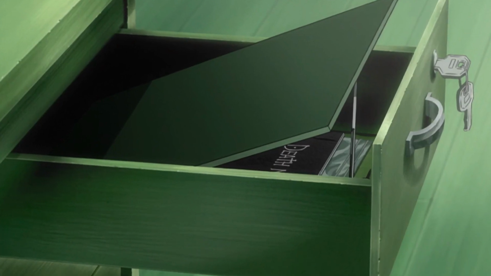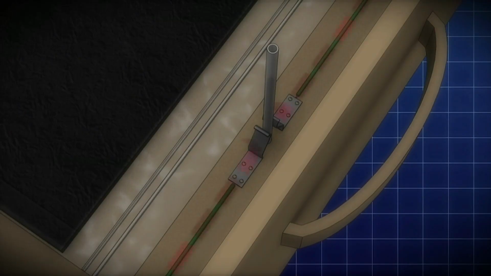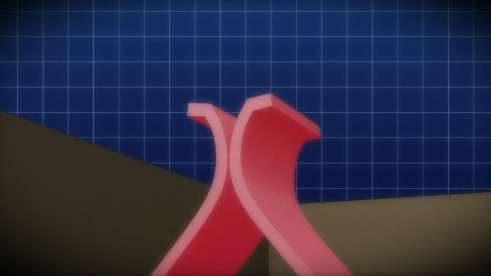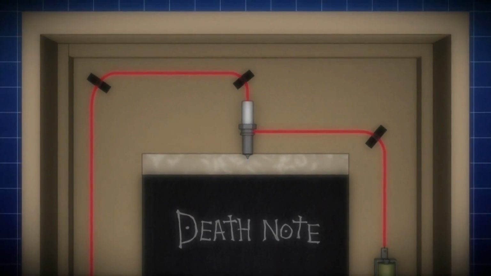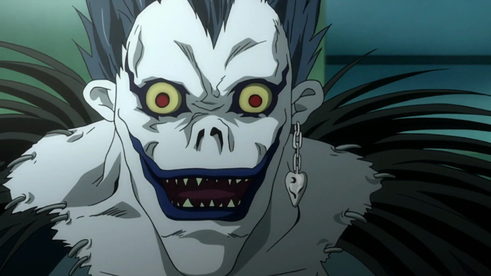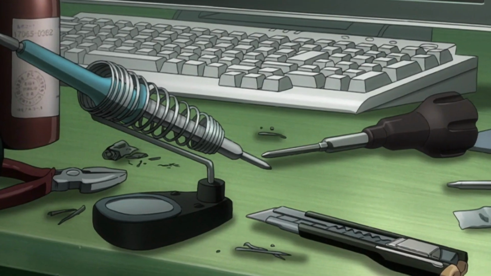He builds a fake bottom in his drawer to hide the note, and concocts a mechanism in his desk drawer that would ignite flammable liquids, destroying the note and possibly killing whoever opens it unless a secret lock is used. Ryuk is impressed by Light's forethought and ingenuity.